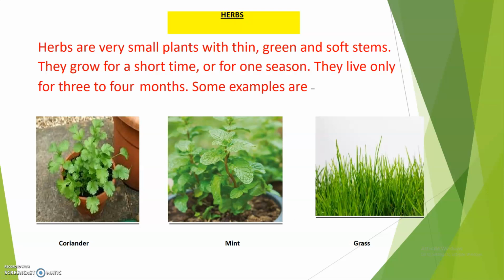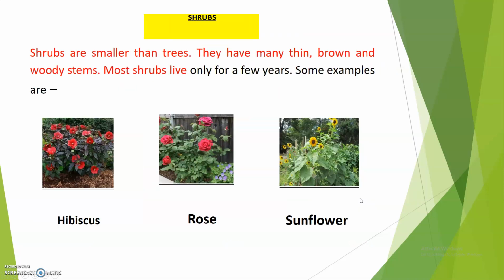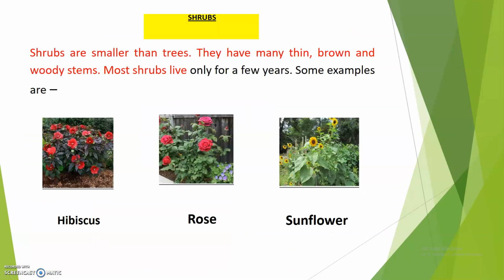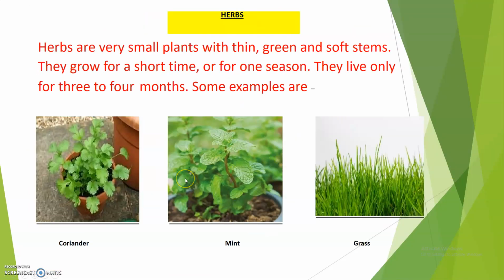Herbs, now if you compare herbs, just imagine this grass. See, Didi was sitting on the grass, so it's a herb. And you compare it with this big tree, it's very, very small, right? So if you compare herbs with the tree, they're very small. But if you compare with the shrub, herbs are again smaller than shrubs. So herbs are very small plants with thin, green and soft stems, and they're very delicate.